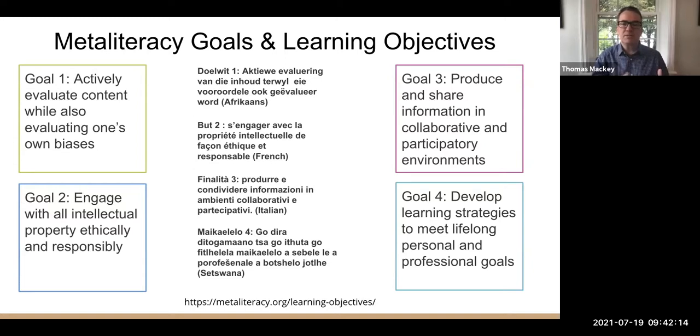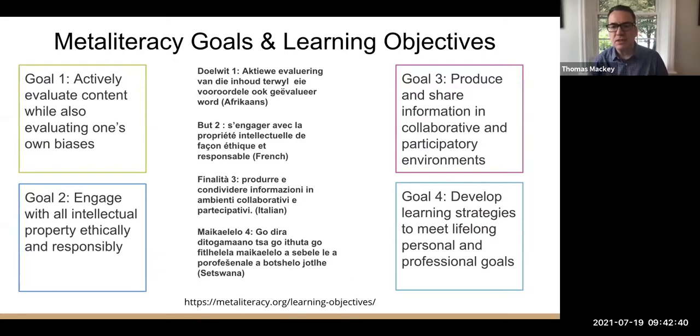So goal 1 is really focused on actively evaluating content, and not just evaluating information, because remember, this is also about the individual. So it's really evaluating one's own biases as part of that. So looking for biased information, but also looking for bias and critically examining oneself through reflection. Goal 2 is really engaging with all intellectual property in a way that is both ethical and responsible. So that's through the research of intellectual property, clearly, and also the production of intellectual property.